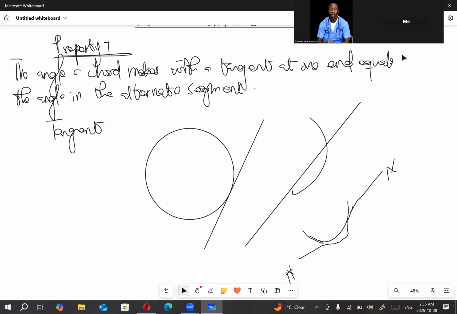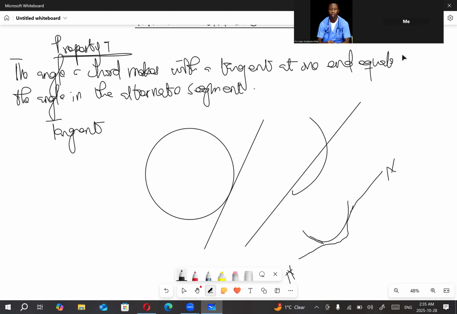Understanding what a tangent is. Yes, sir. I've not completed the statement. Understanding what a tangent is. Now let's look at the property. Pay attention. What's going on with the noise?